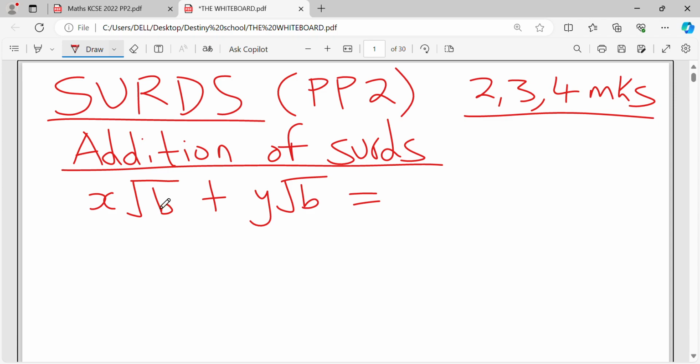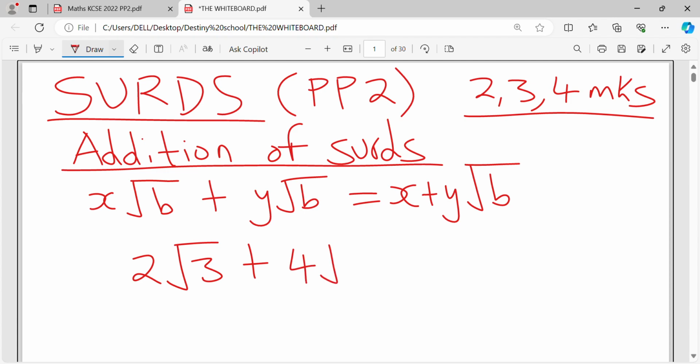Then how do you add surds? In addition of surds, what is inside the root must be similar. What is inside the root here must be similar with this other one, okay? Yes, they must be similar. So you just add what is on the outside, that is x plus y, then you just retain your root b, okay? Just retain your root b.